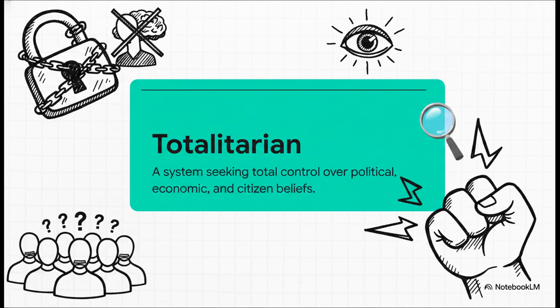Originally coined by Benito Mussolini, this isn't just about political or economic control. No, this system attempts to control the very beliefs and the free will of its citizens. The core idea is that no one should ever go against the state. The primary modern example of this extreme structure is North Korea, a totalitarian republic that's been ruled by the Kim family for 3 generations now.